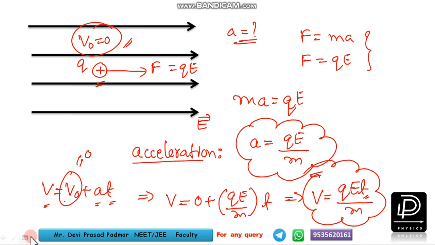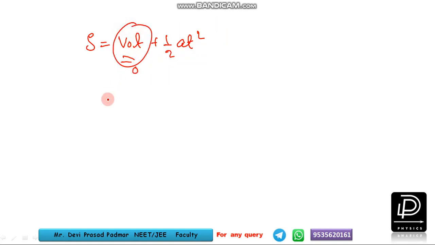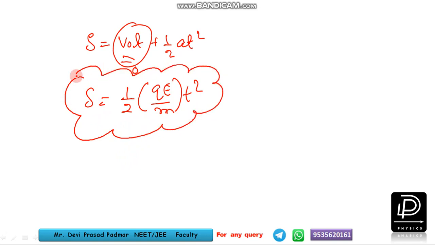Similarly, if you want to get the value of displacement, within that time t, how much distance is covered by that charge that moves in the direction of field, right? Therefore you can get the value of displacement. So s is equal to v naught t plus half a t square, correct? So now as I said, v naught is 0, so this term becomes 0, so we can write s equal to half into a, that is qE by m into t square, right? So this is how we can calculate the distance traveled or displacement within that time t.